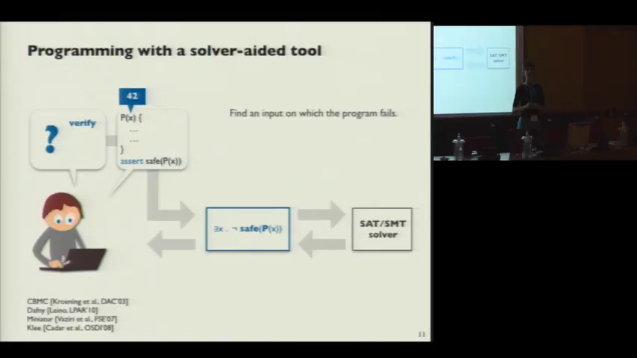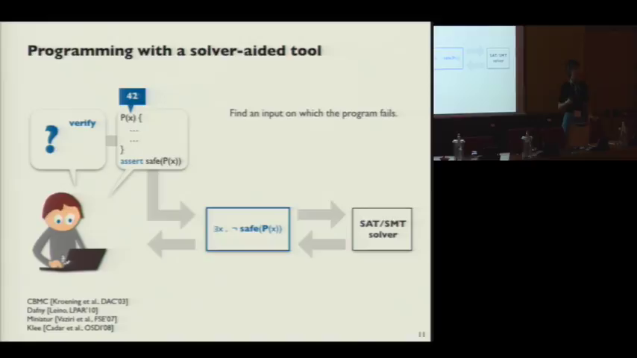The way we ask the solver this question is we take the semantics of this program P, we express it as a formula in the logic that the solver understands, and then we ask the solver to search for an X. We basically ask it a satisfiability question. Does there exist an X such that the program P, when applied to X, violates the safety assertion? If there is, the solver will return something called a model, and we can lift the model into a concrete input on which the program fails. So in this case, this is the input 42.